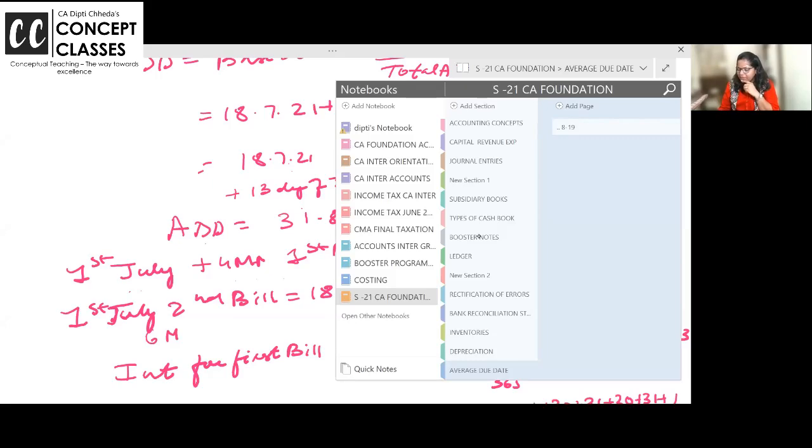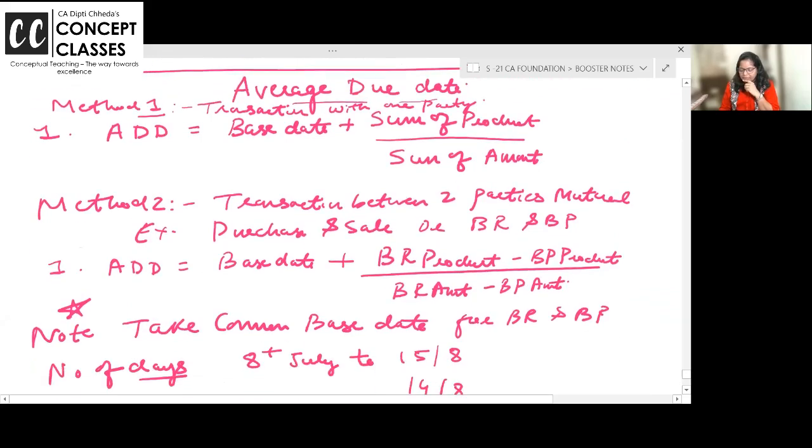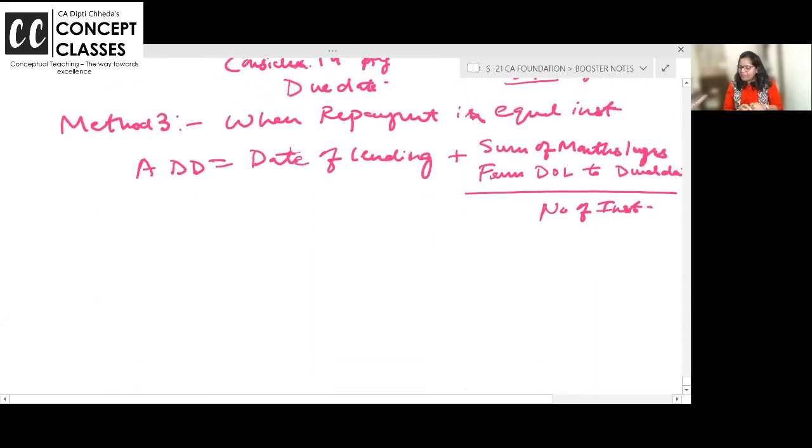That's all. So make sure you do the homeworks for the average due date. The account current we are starting now, but average due date is over. If you have any doubt, you can ask. Check if you want to add anything in the booster notes we have already written. Open your booster notebook. Are you all maintaining a separate notebook for boosters? Method 1 we have written, method 2, method 3, and write method 4.